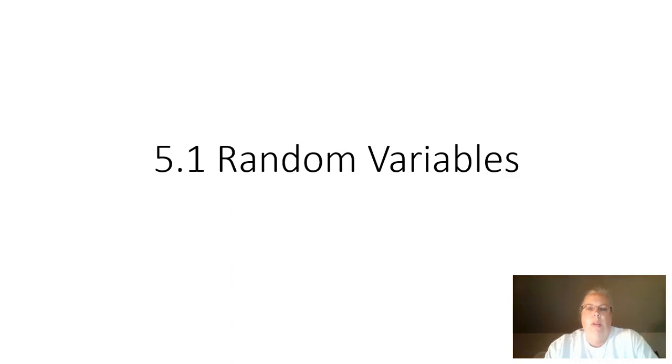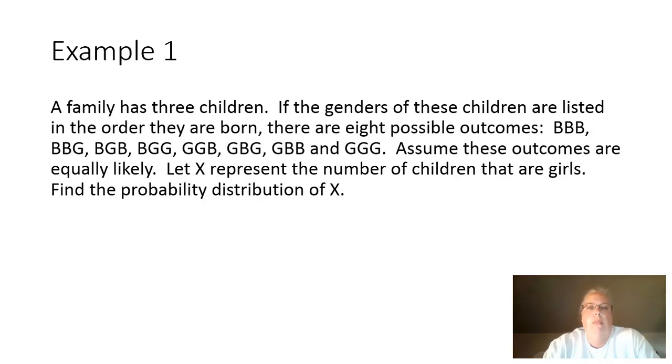Lesson 5.1, Random Variables. Example 1. A family has 3 children. If the genders of these children are listed in the order they are born, there are 8 possible outcomes. BBB, BBG, BGB, BGG, GGB, GBG, GBB, and GGG. Assume these outcomes are equally likely.